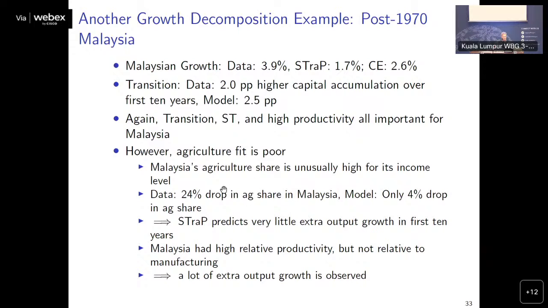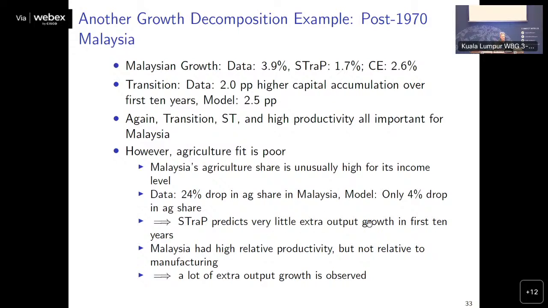In the data, there's a 24% drop in the share of agriculture between 1970 and I think about 2015 is what we're looking at, in value-added terms. 24 percentage point drop, yeah. In the model, you predict only a 4 percentage point drop in agricultural share because you're starting from a much lower level.